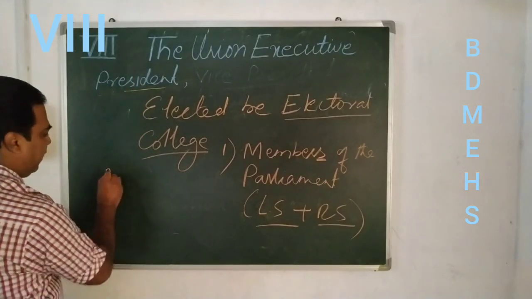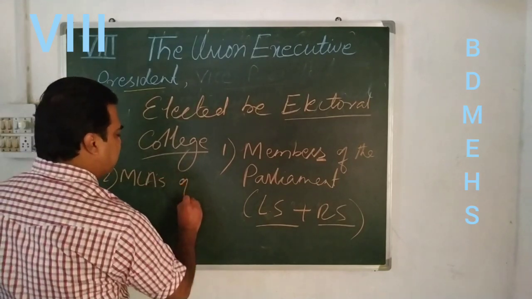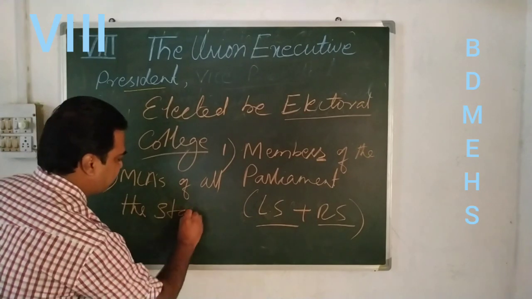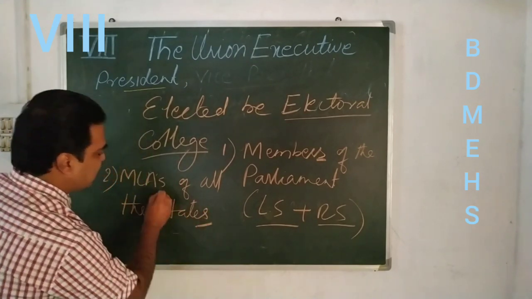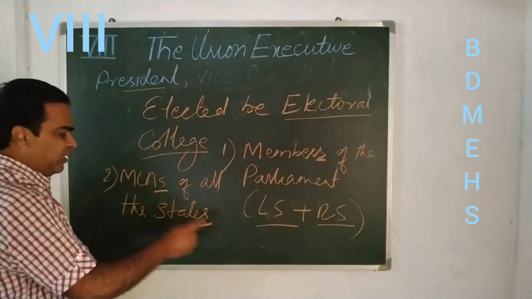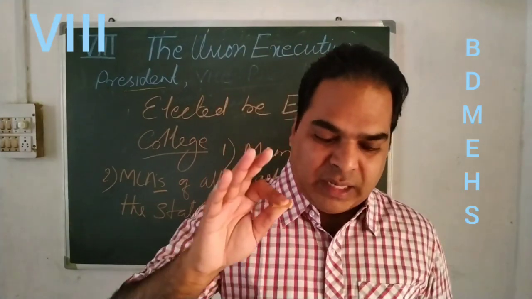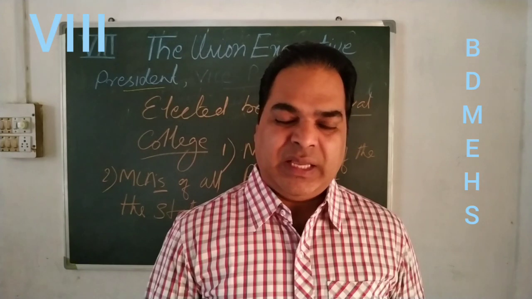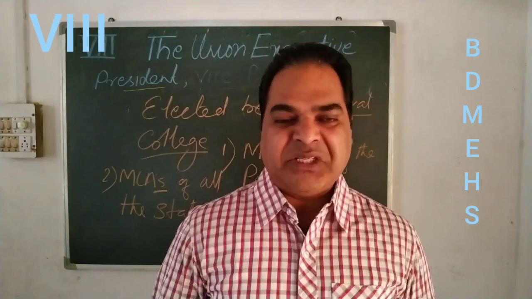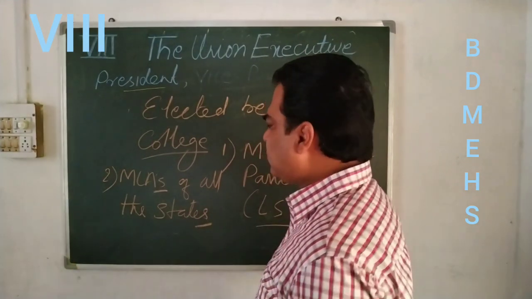And number two, MLAs of all the states. MLAs, plural, not one MLA. MLAs of all the states. You know that we have 29 states. We have 29 states and 29 legislative assemblies, and in 7 states a bicameral legislature is there, where the legislative council is also there. So members of both.